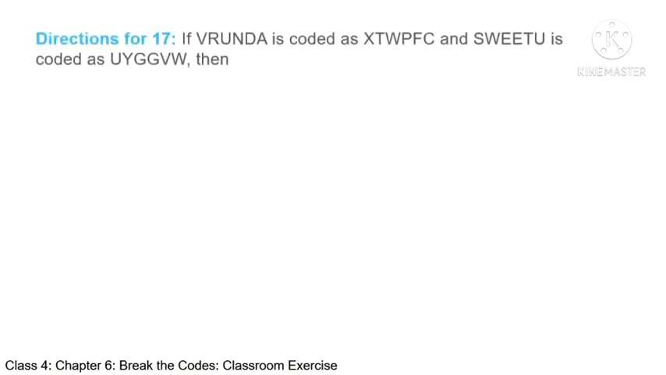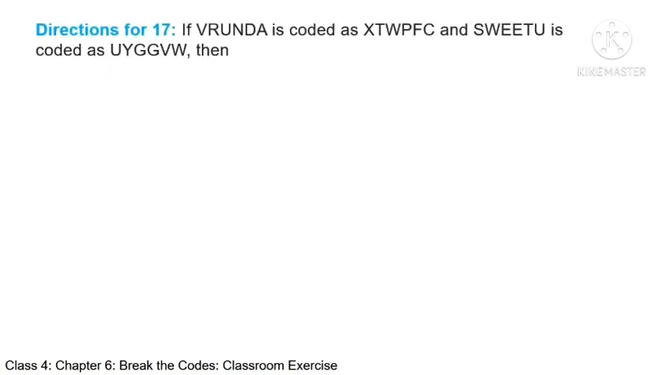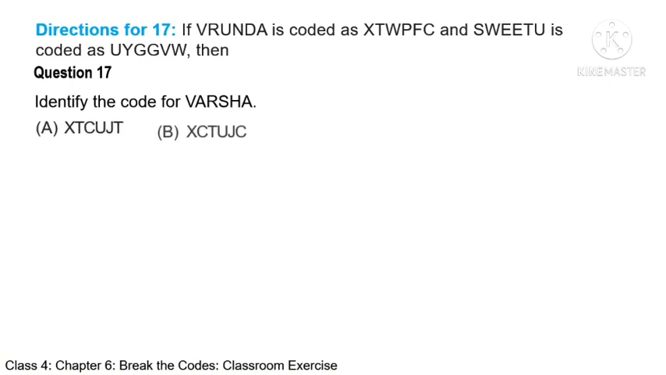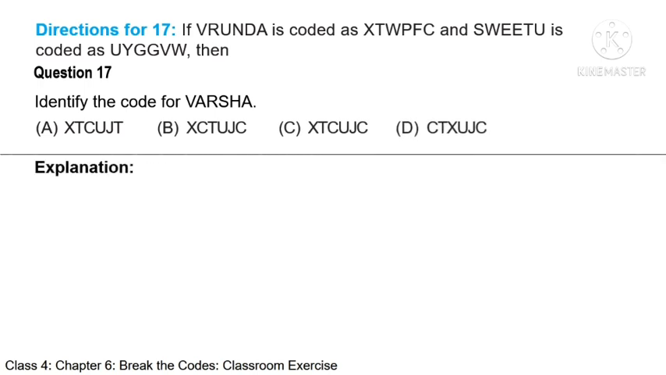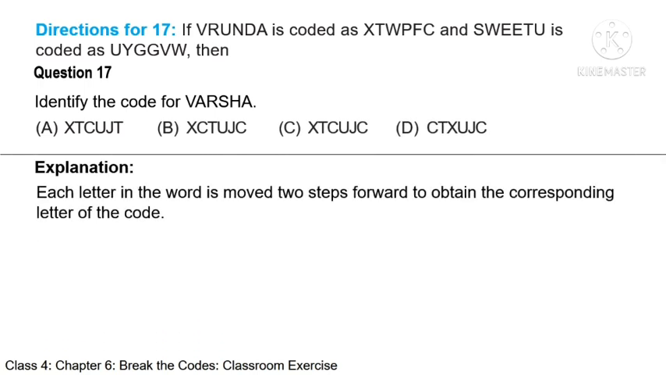In this question, if Vrinda is coded as XTWPFC and Sweetu is coded as UYGGVW, then identify the code for Varsha. We have options A, B, C, and D. Each letter in the word is moved 2 steps forward to obtain the corresponding letter of the code.